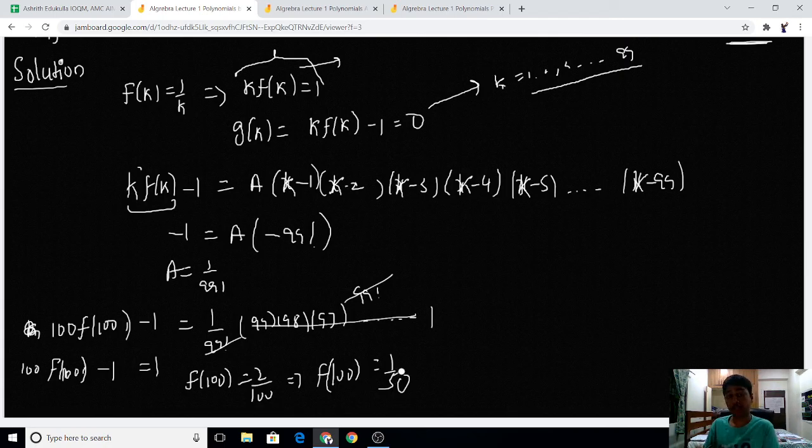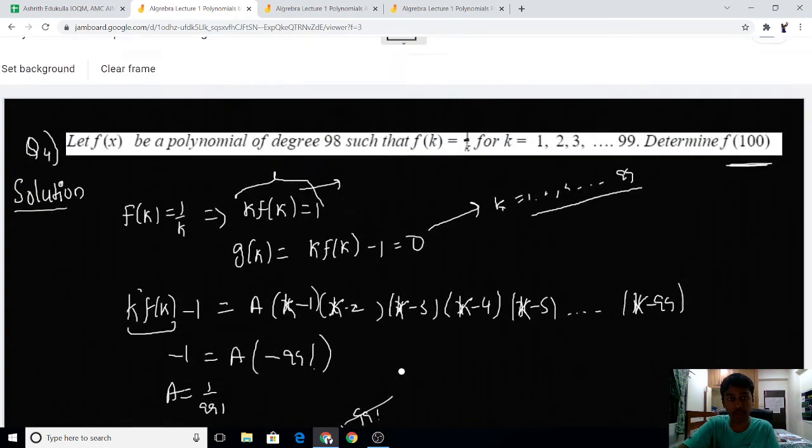So I am sure that many of you haven't understood it. So go back and see the whole solution again. This is a really brilliant question and you have to understand it.